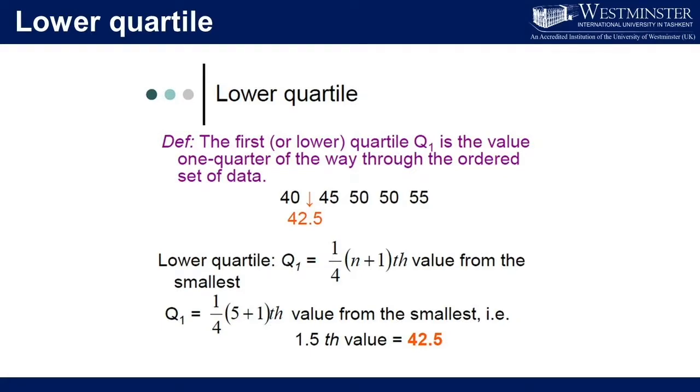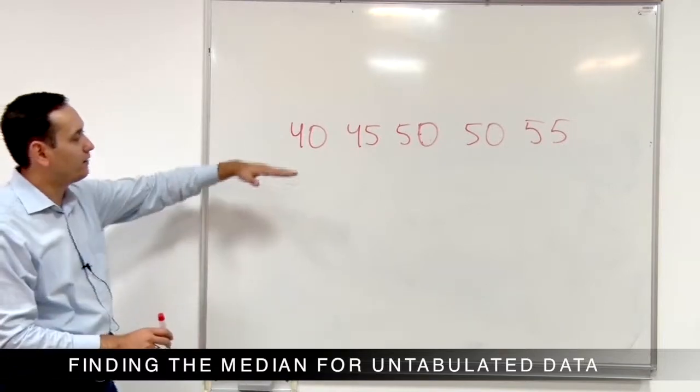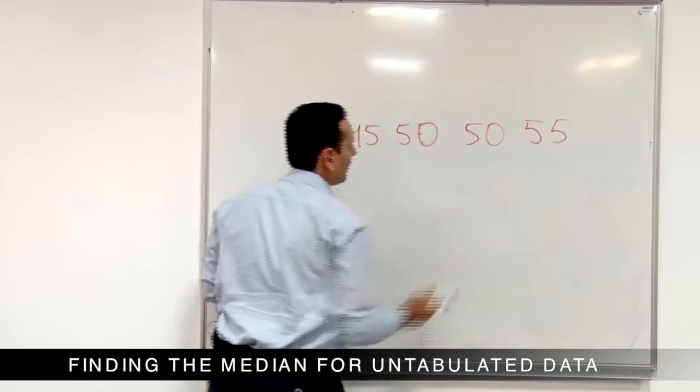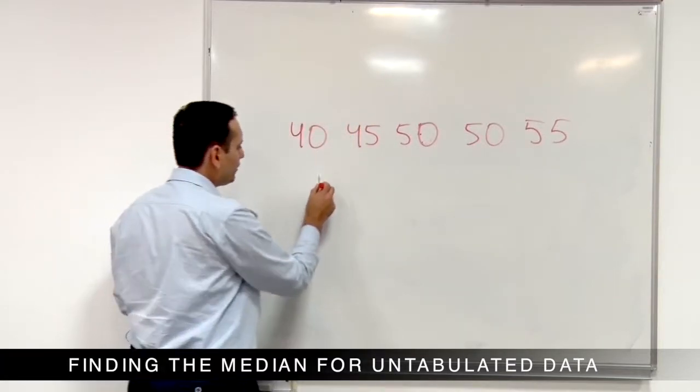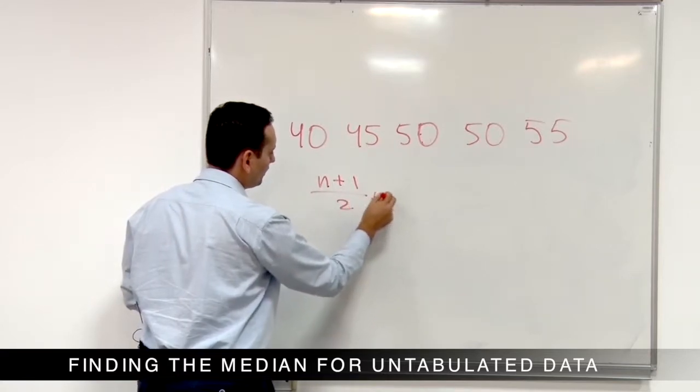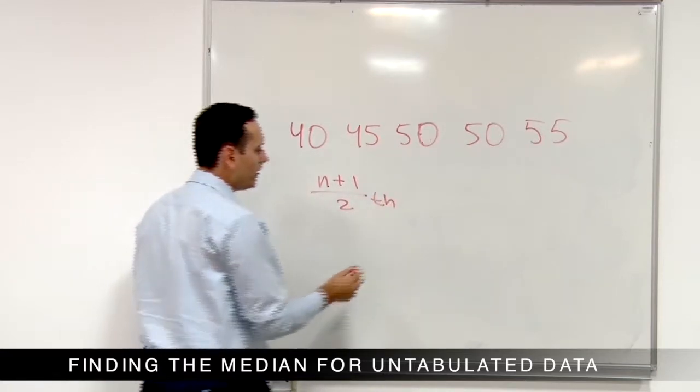Another measure of location is the lower quartile. First or lower quartile Q1 is the value 1/4 of the way through the ordered set of data. In our case, we have 40, number 1, the lowest number, and 55, the highest number. We use this formula, n plus 1 divided by 2th value.